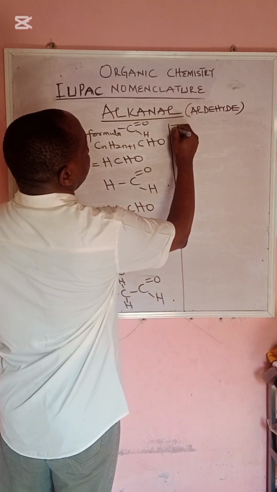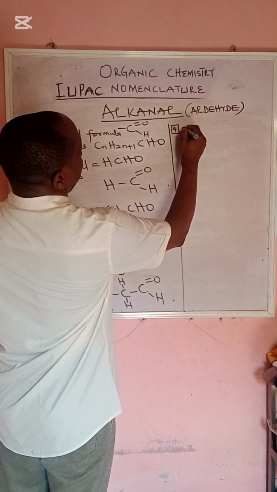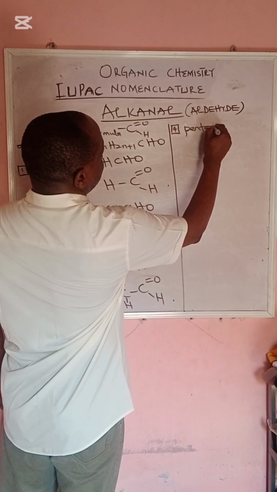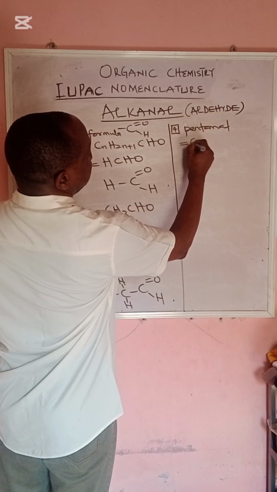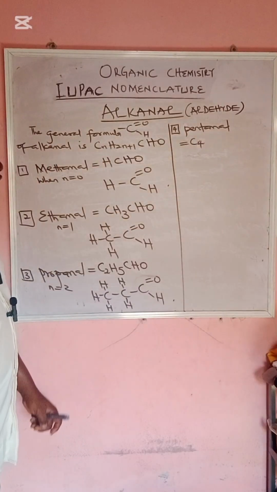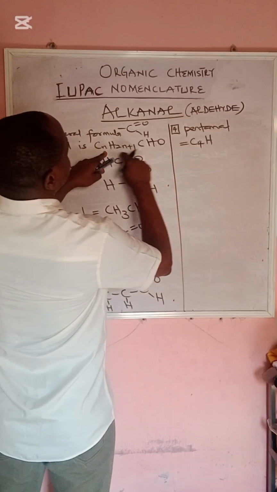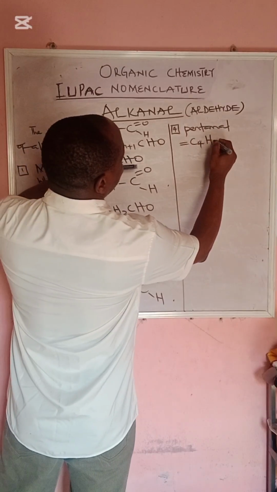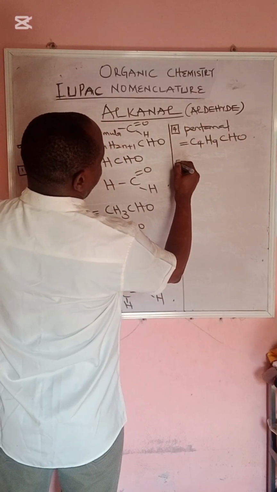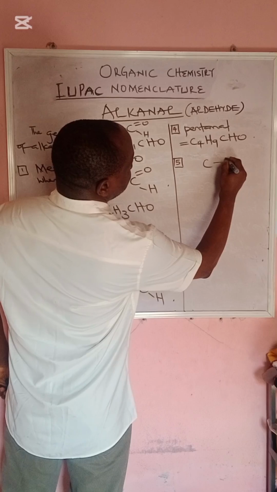4. If you want to draw the structure of pentanol, for example, it is C5. We must start with C4. Remember? C4, then H, 2 times 4, 8 plus 1, 9. Then CH, CH2. Let's see this special C.